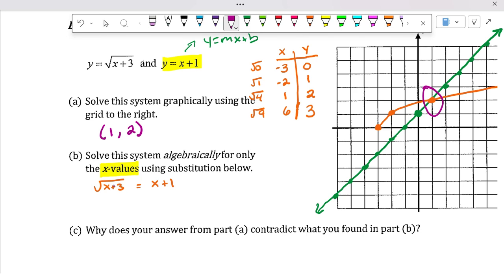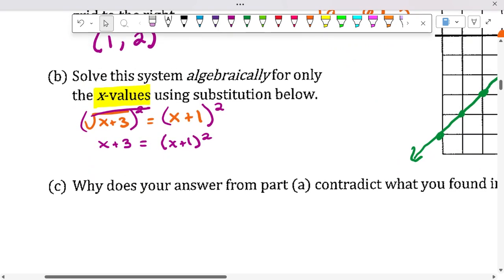How do I get rid of the square root? Square both sides. And by square, I mean put that in parentheses and square it. So I get x plus 3 is equal to x plus 1 squared. Now, think carefully about this. How do I figure out what x plus 1 squared is? And don't tell me x squared plus 1. That's incorrect. Think back to the last unit. This is technically the same thing as what? It's a perfect square trinomial.